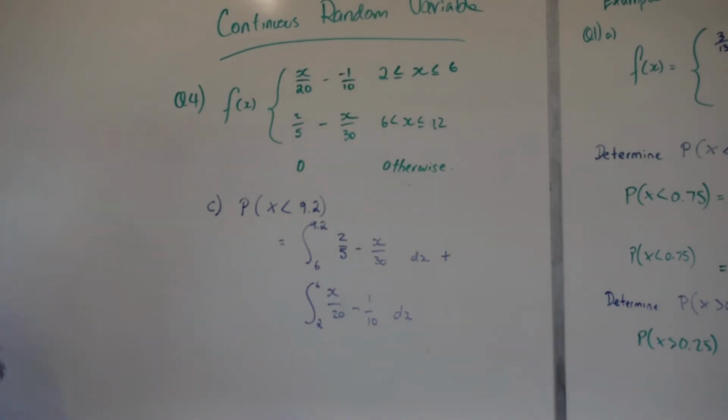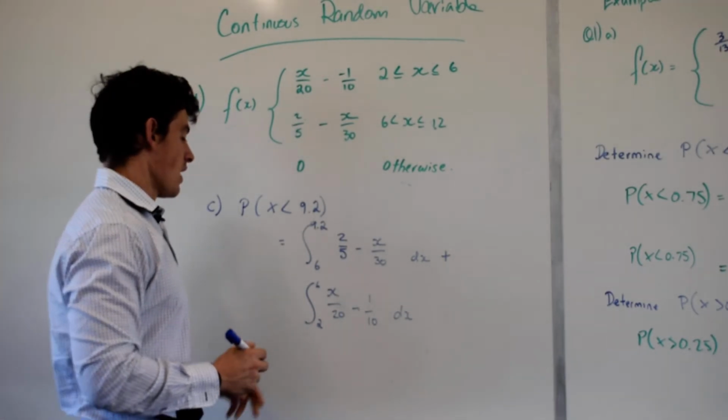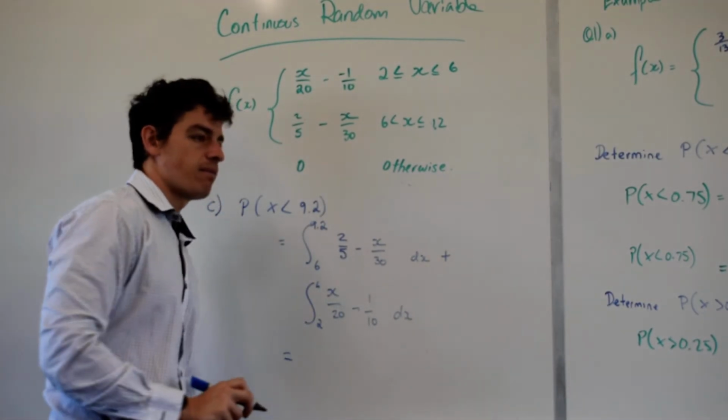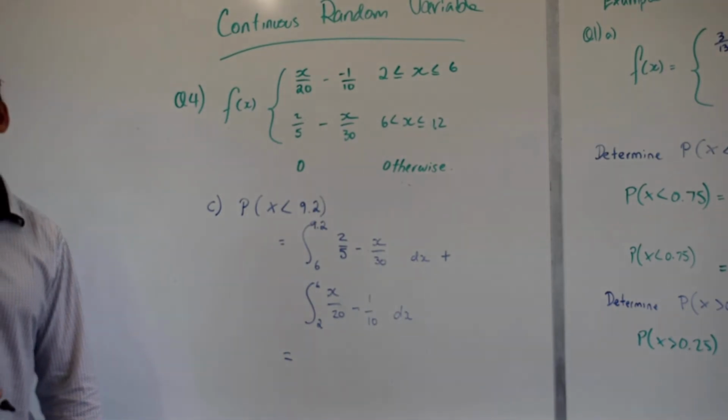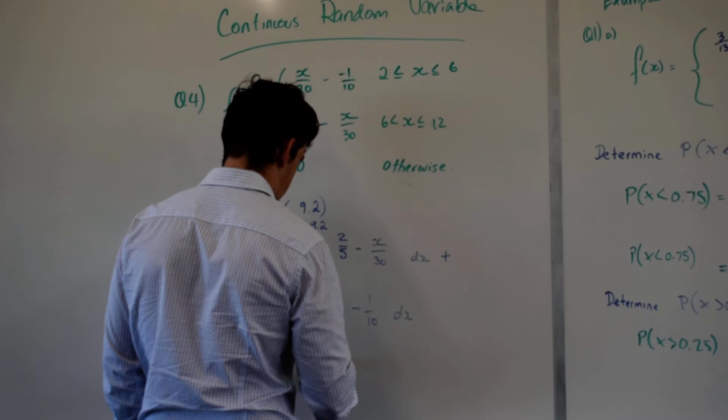We can add those values. We can have the same bound as our lower and upper bound on these. Cool? Yeah. And then we just shove that into our calculator and we would get 0.869.